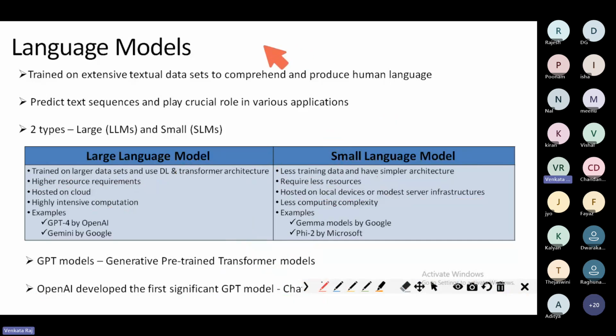Now here I'll introduce one term known as knowledge cutoff. Okay, knowledge cutoff. What is this?